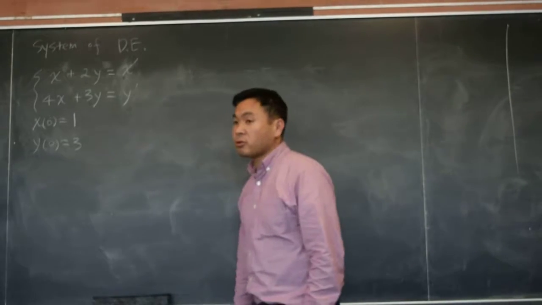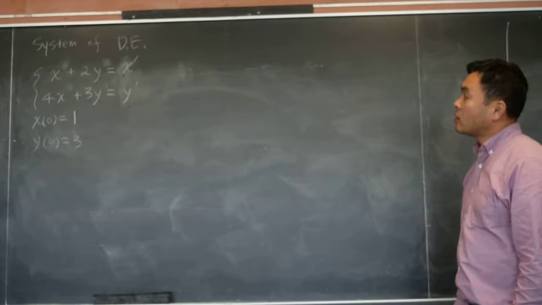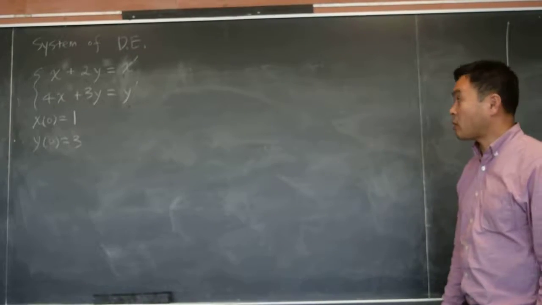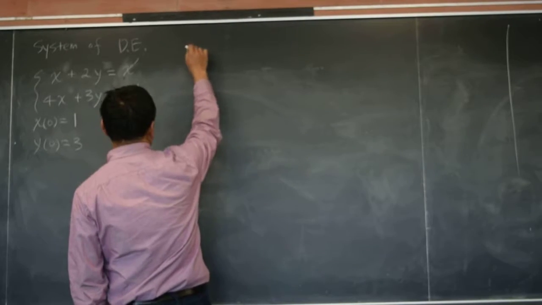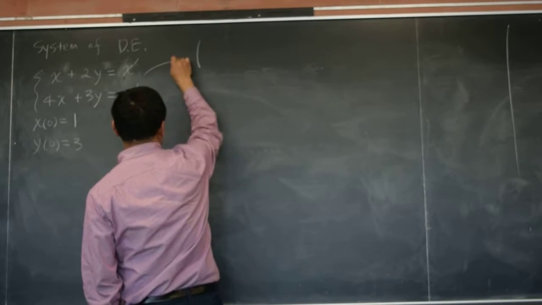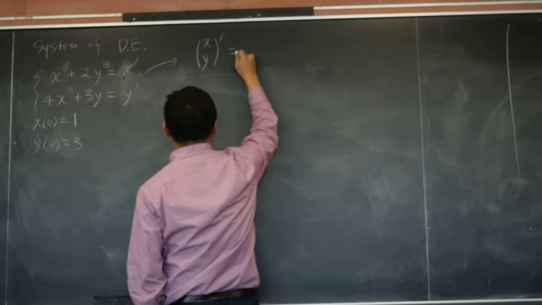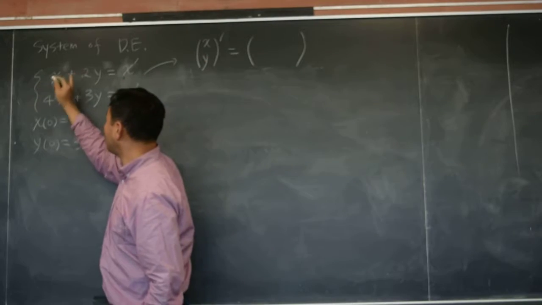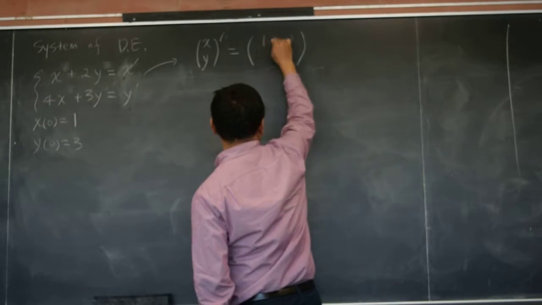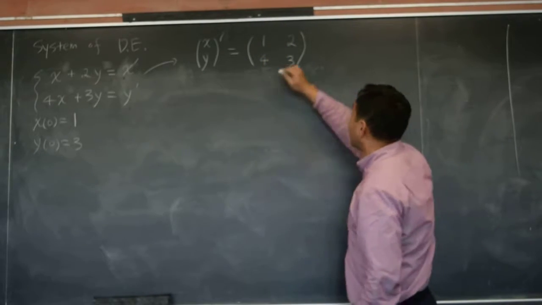The first thing you can do is rewrite this as a matrix representation. You can rewrite this as (x, y) prime equals the matrix of coefficients, which is 1, 2, 4, 3. So 1, 2, 4, 3, and then times (x, y).